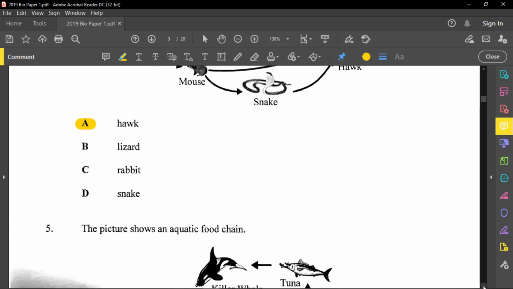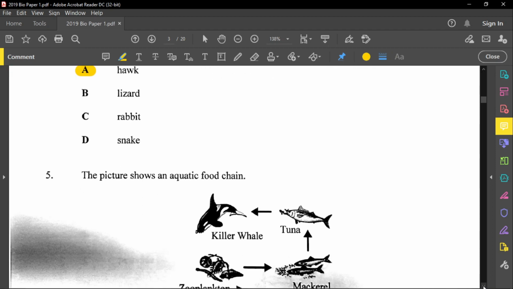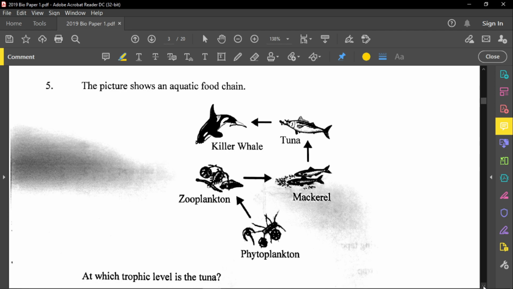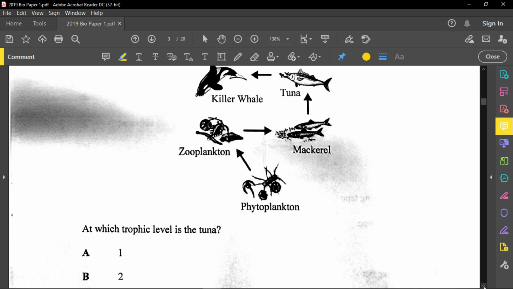Question number 5 now is that the picture shows an aquatic food chain. In this aquatic food chain here, we have phytoplankton and we have zooplankton. And just to make it known right here, phytoplankton are plant-like, and zooplankton are animal-like, okay? And the question here is asking, at which trophic level is the tuna?